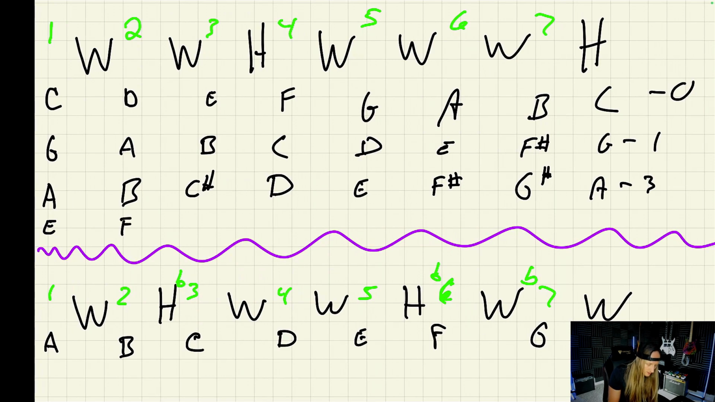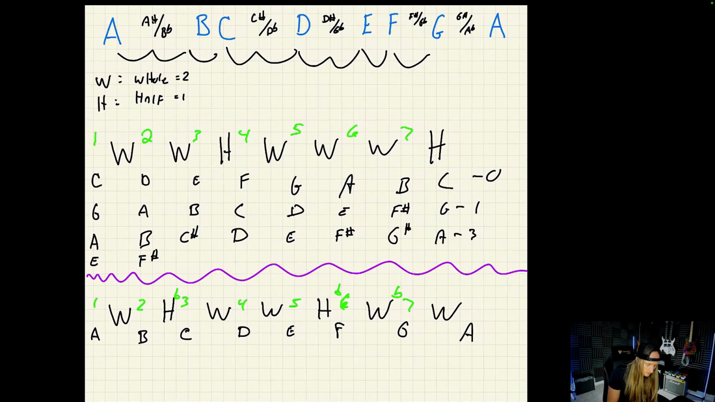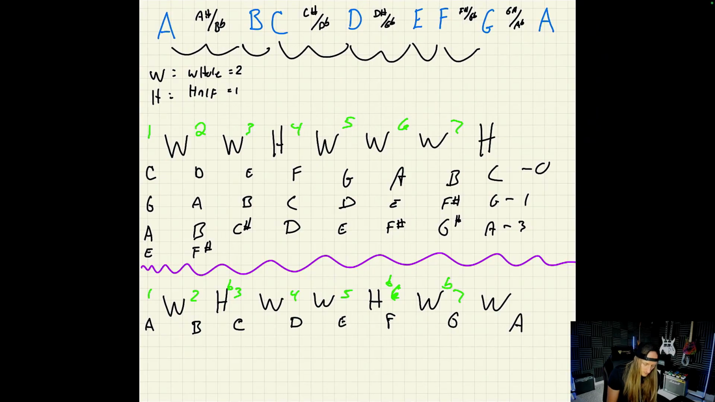E, F sharp. Do I need to do that? No, I don't need to. G sharp, A, B, C sharp, D sharp, back to E. There's 4 of them. All right, you could pause the video and sort that out. There's 4 sharps for E.